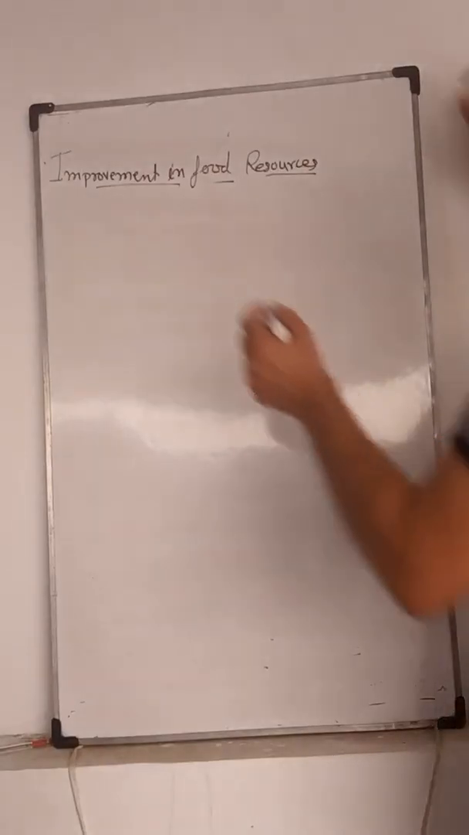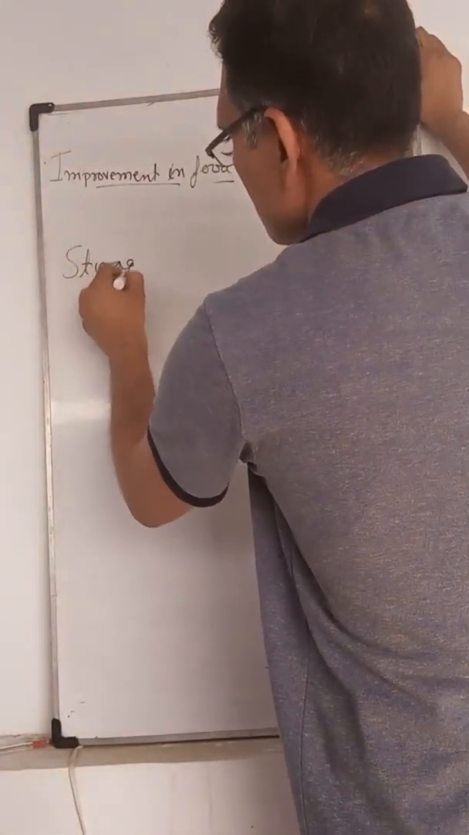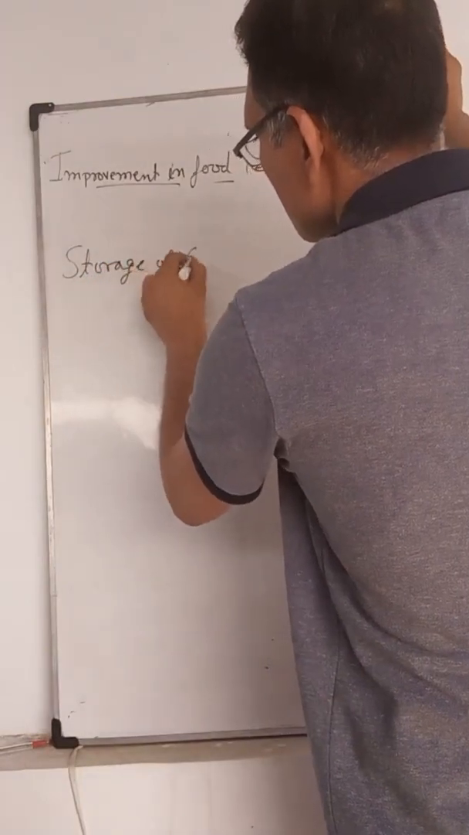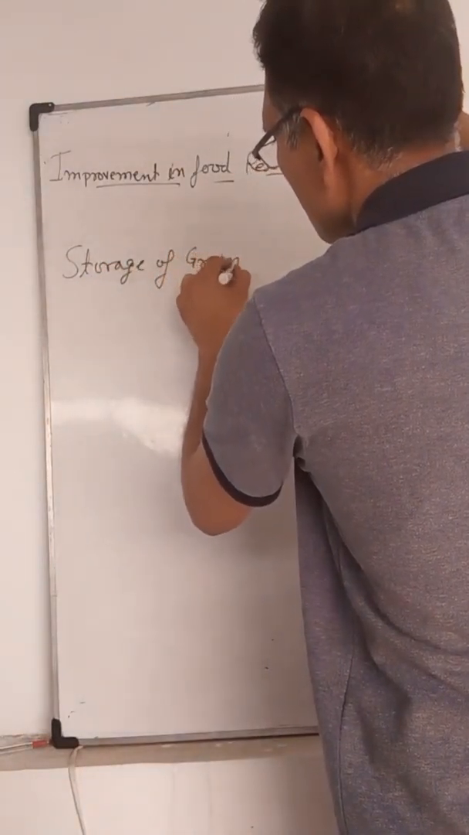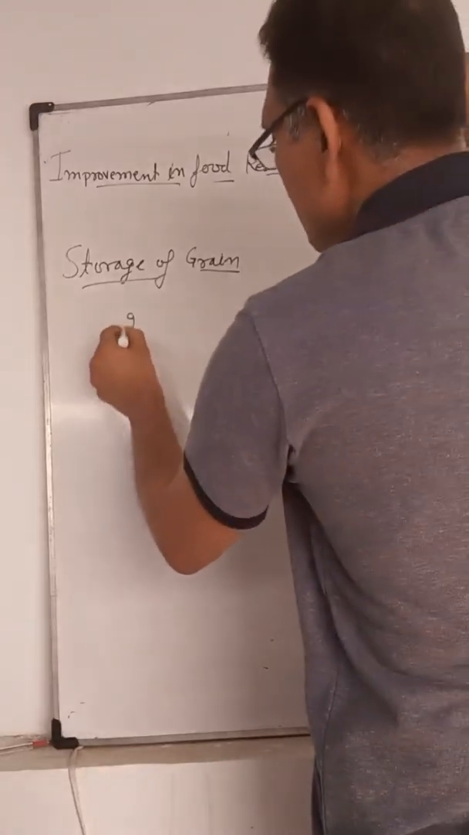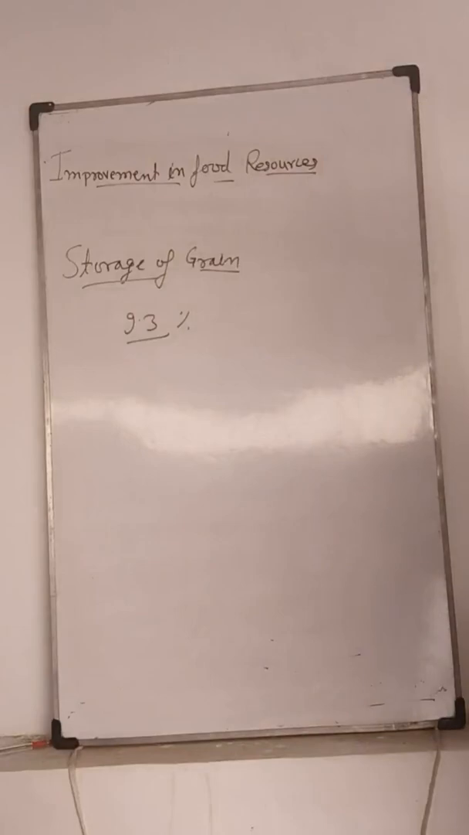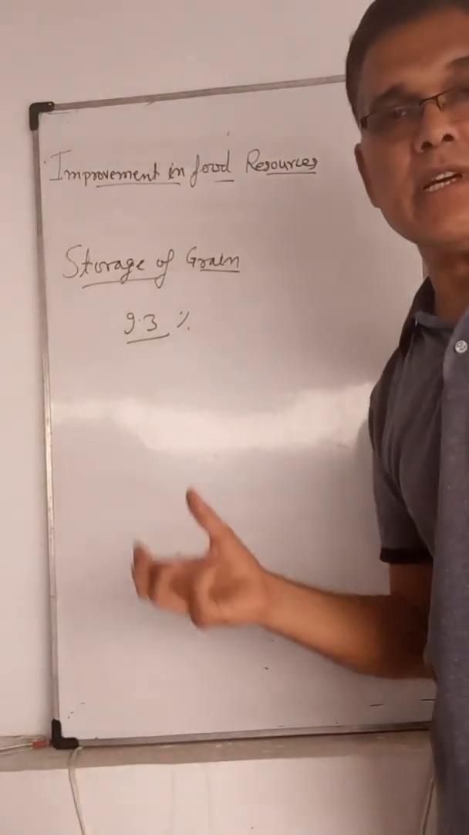enemies. And the last is storage of grain. Storage of grain. About 9.3% of food grains produced in our country are lost every year.